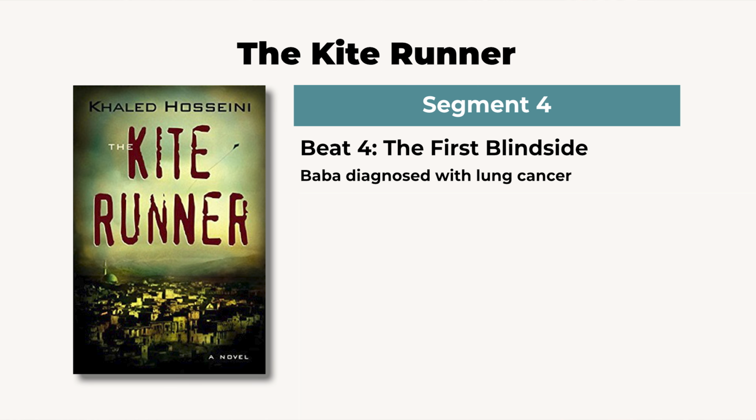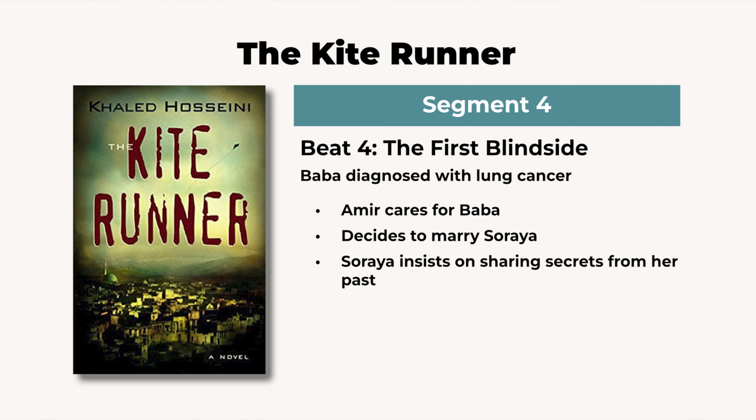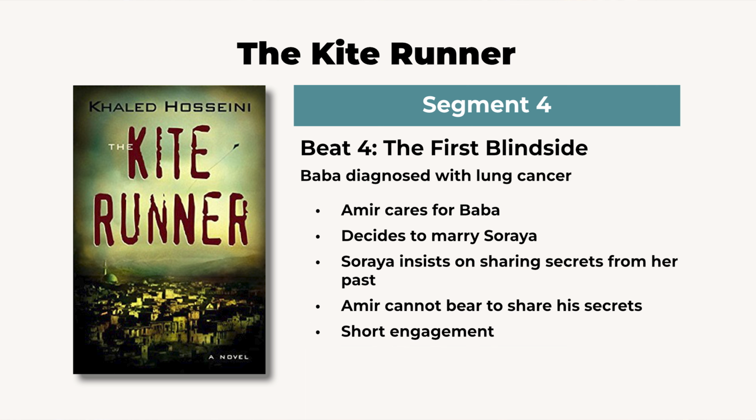In The Kite Runner, Baba is diagnosed with lung cancer. As Amir cares for Baba, he decides to marry Soraya. But before she will agree, she insists on sharing dark secrets from her past. Despite her openness, Amir cannot bring himself to share his own dark secrets. The two marry after a short engagement, and Baba dies shortly after the wedding.